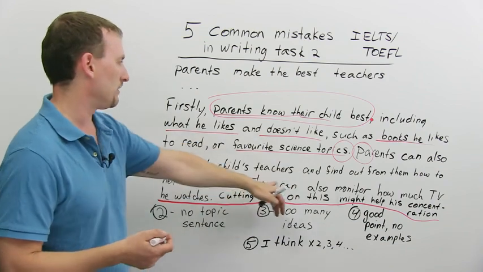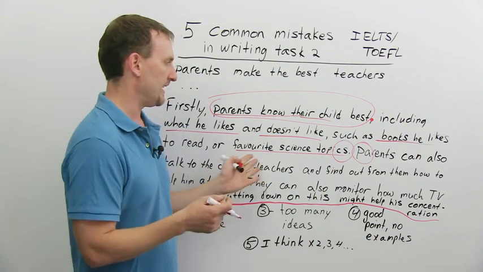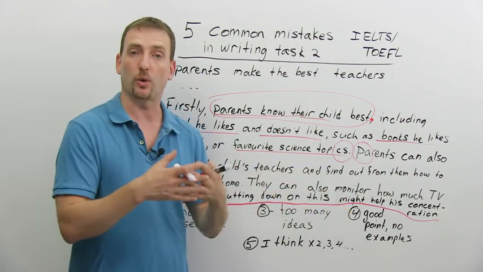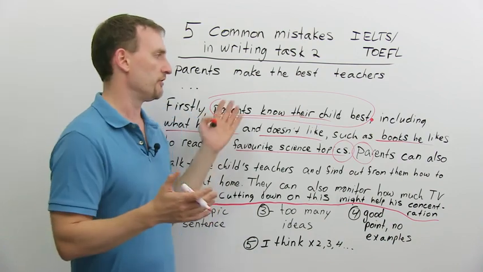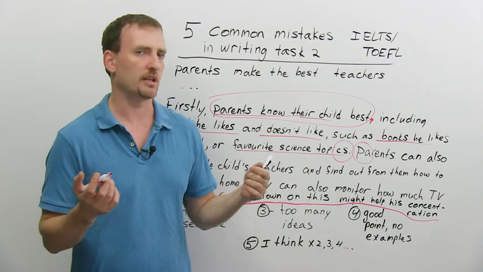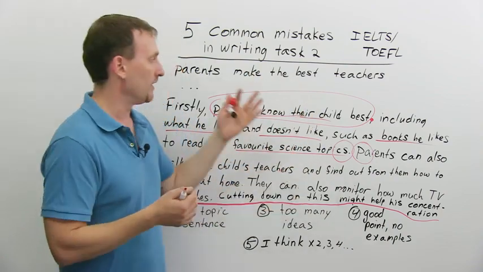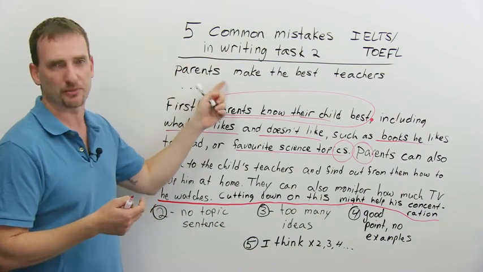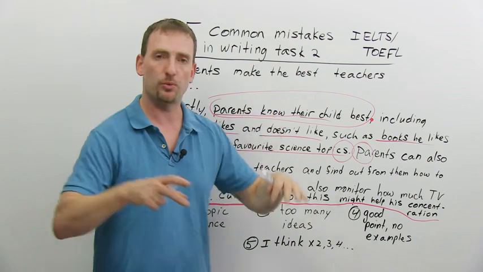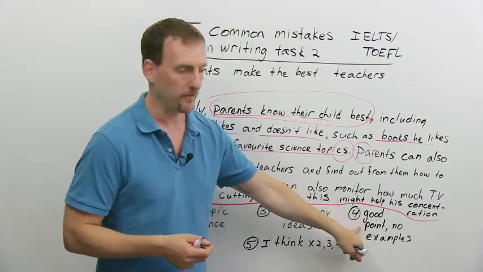Next, they can talk about TV. They can cut down on TV. Okay, what does that have to do with talking to the child's teachers? Nothing. Again, no connection, different idea. So the reader is going, what are you trying to do here? Like, what is the purpose of this essay? What is the purpose of this paragraph? The point is, you're trying to support your idea why you think parents are the best teacher. Don't just throw in ideas, which brings us to point number 4.